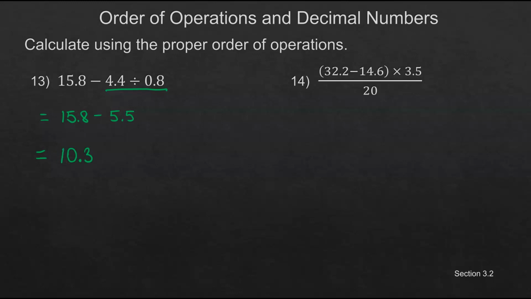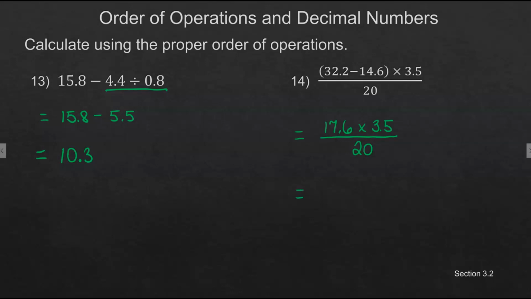All right, and then next on number 14, we have some parentheses, multiplication and division. Okay, so when it's a division bar like this or a fraction bar, we have to find the number on top first in the numerator, and then we will divide by the 20. Okay, so it's 32.2 minus 14.6, which is 17.6, and then we're going to multiply that by 3.5. And then, of course, we're going to go ahead and write that over the 20. You don't want to drop that because you might forget about it.